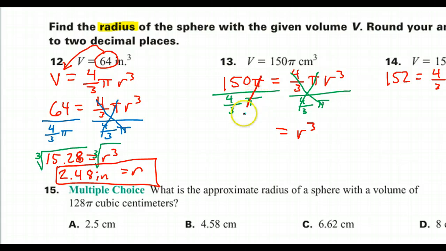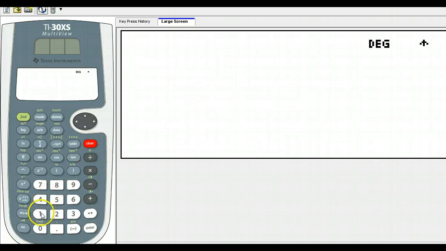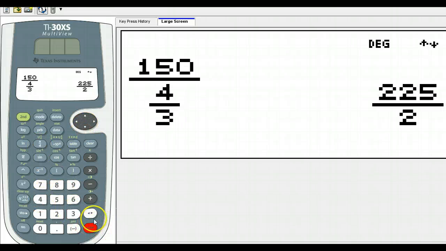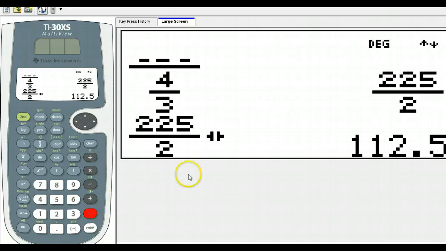So when I go to type stuff in my calculator, I'm just going to type 150 over 4/3, like this. 150 over 4/3. Okay, that gives me this, and I could go ahead and toggle this. So that's 112.5.